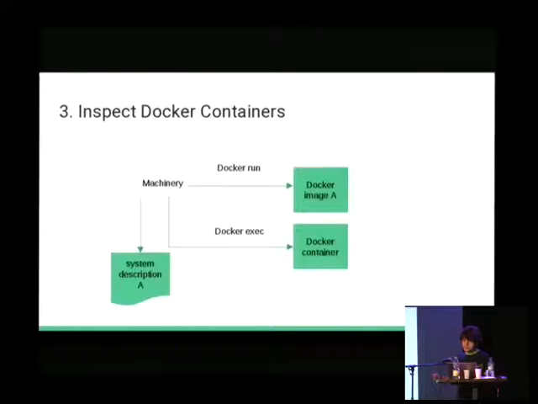And what's happening here is a little bit different than our other inspect command, because machinery first needs to go and look for the Docker image. Then it spins it up, so it runs a container. And in that container, machinery runs the exec command in order to get all the information out of it. In this case, it would also be with RPM checking which kind of packages are installed there. And finally, it creates again a system description.